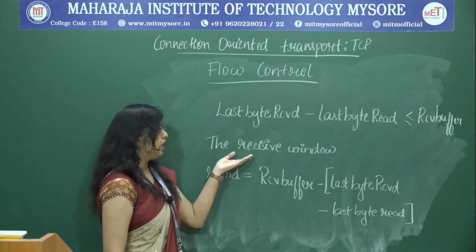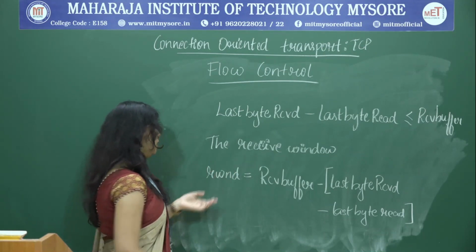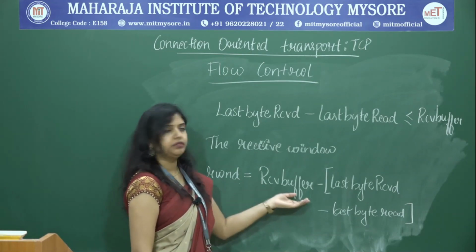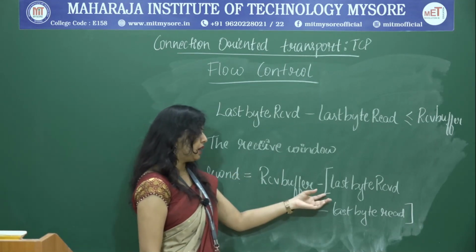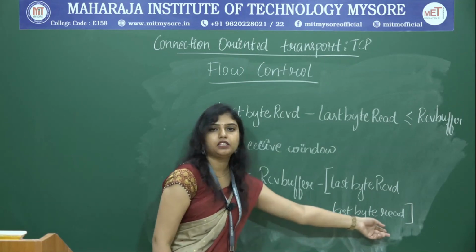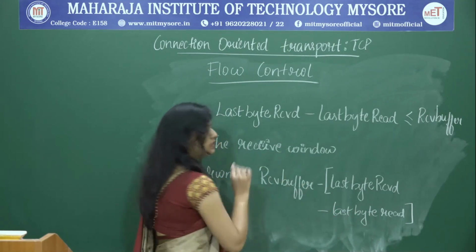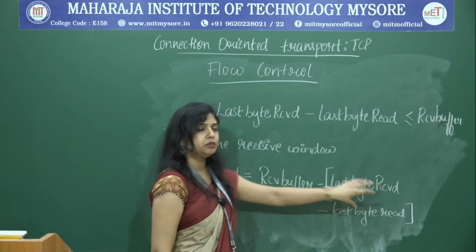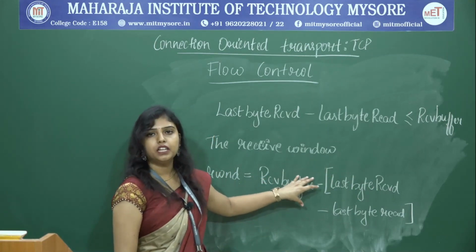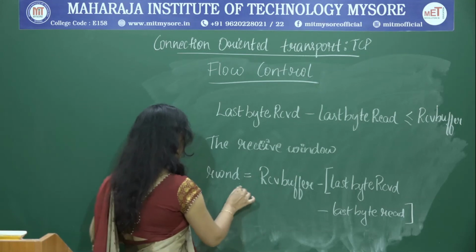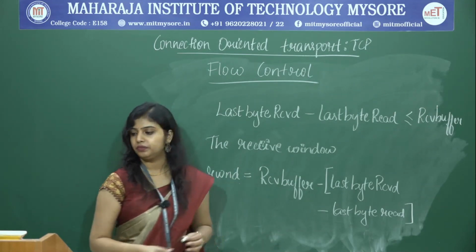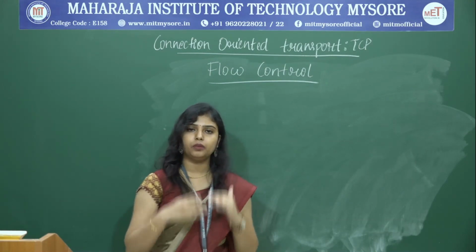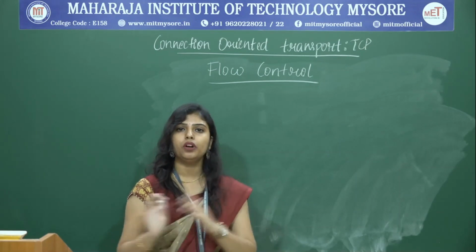Now let us look at how we get to know the receive window of the receiver. The receive window is equal to the receive buffer minus (last byte received minus last byte read). That means from the whole receive buffer, if we subtract the data in the buffer, what we are left with is the amount of spare room. That is the receive window. Now we have calculated the receive window. Now we also have to make sure that the sender is not sending too much, isn't it?